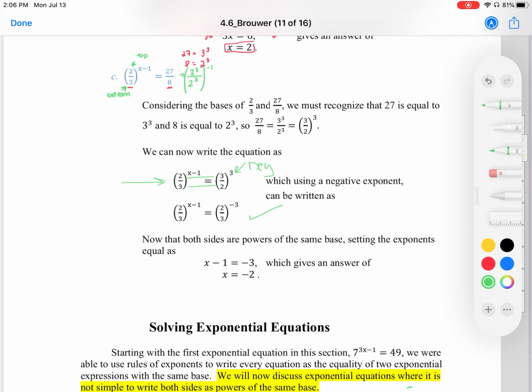All right, now that we have the same base, I can go ahead and disregard it and work with the exponents only. So I have x minus 1 equals negative 3. To solve for x, we just move the 1, plus 1, plus 1, and we're left with x equals negative 2.